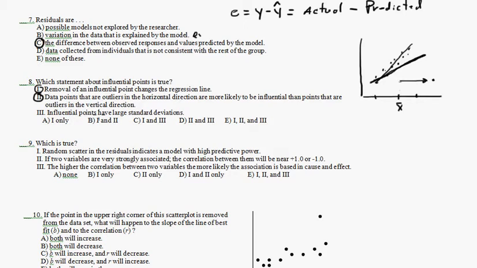So influential points have large standard deviations. This doesn't even make sense. If you were thinking that they have big distance, they're different, they have big residuals, that's not really true, because you can have a point way out here and it has leverage. It's a long ways away, and it does strengthen the relationship, but it has a small residual. Okay, so that's problem 8.